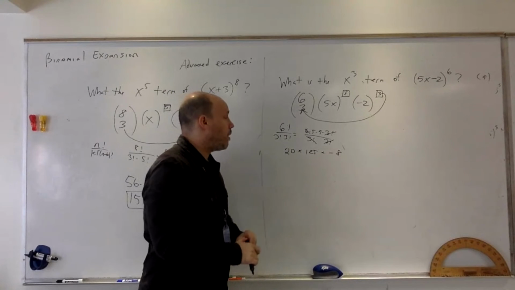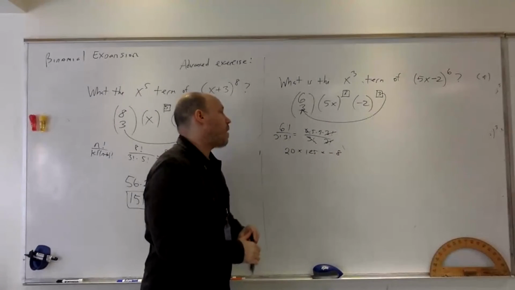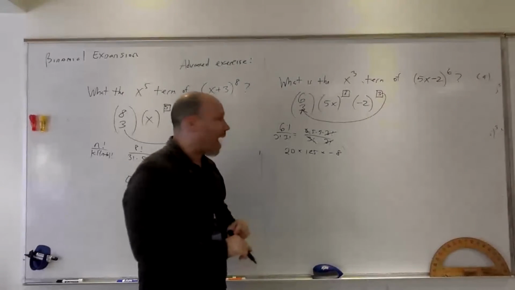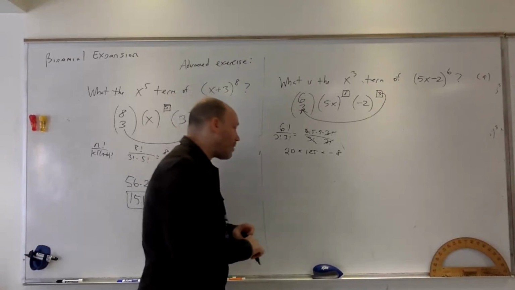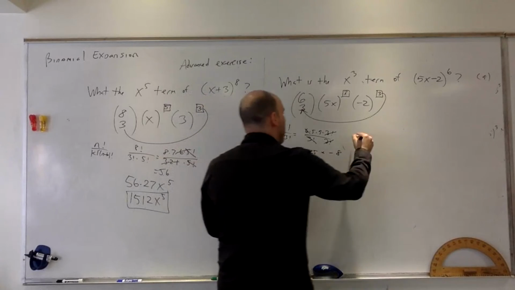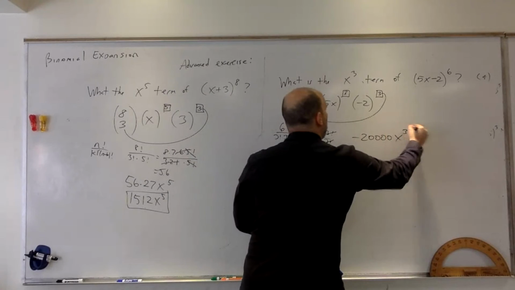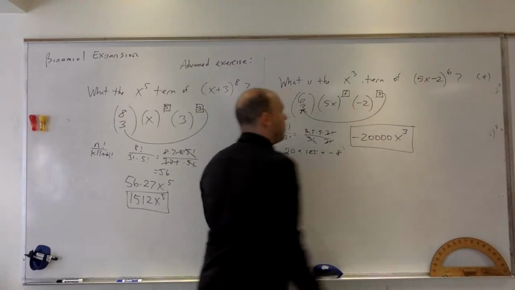125 times 4 is 500, so 125 times 8 is 1,000, -1,000, -20,000. X to the 3rd.